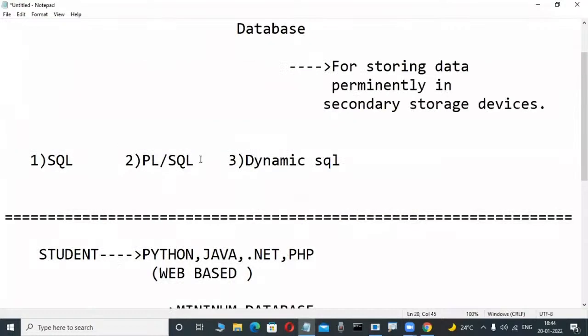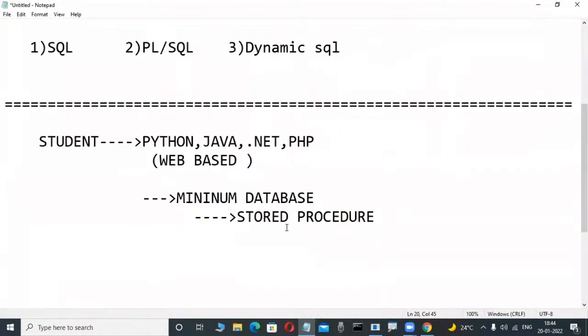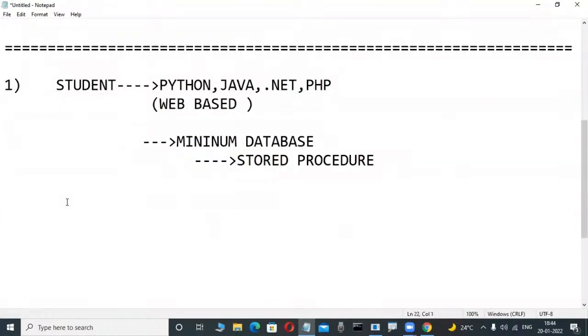Either Oracle, SQL Server, DB2, anything. Minimum knowledge is required. That's why so many fellows are learning courses like this. Okay, second point of view. Observe here: so many different types of persons are learning this Oracle course worldwide.